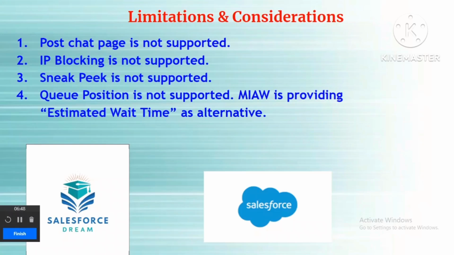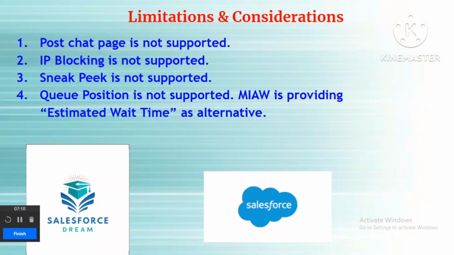Next, queue position is not supported. What is queue position? Suppose you have 10 agents, and all 10 agents are fully occupied, chatting with customers. Now a new customer is trying to chat with an agent. Then he will be in a queue, meaning a waiting list. So queue position is nothing but your position in the waiting list.